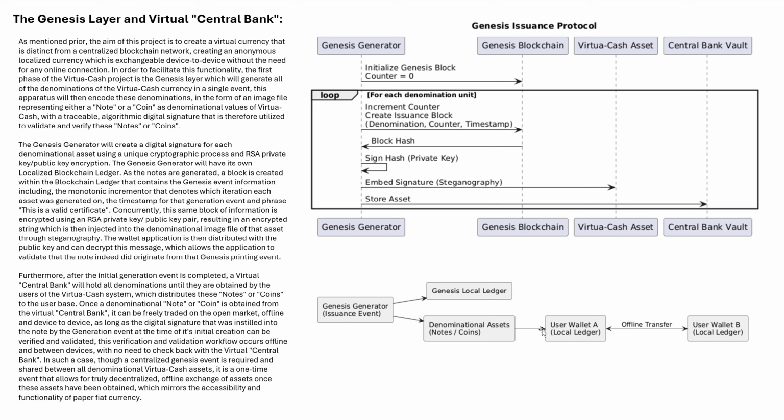Once they've been obtained, they come down, they're in the ecosystem now. And when they're in the ecosystem, they exist inside of a wallet. And offline transfers can be facilitated between wallets and never check back to the central bank. That's only there in order to hold assets until they enter the ecosystem. When they enter the ecosystem, everything is done device to device. So that's a little breakdown of the Genesis layer and the virtual central bank. We're going to move on to the next slide here.